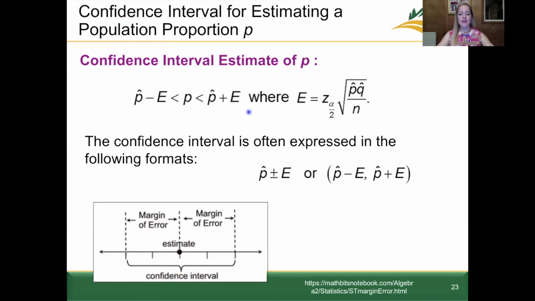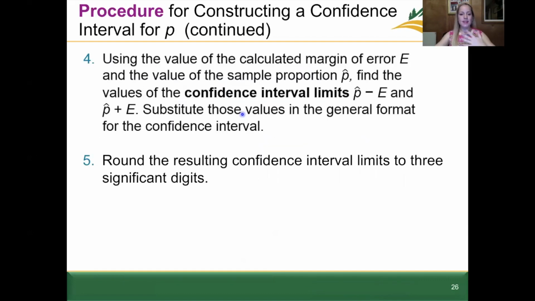Bringing you back to this slide here, this is what's meant by the general format of a confidence interval, where we have our p-value here. We won't put anything in for our p-value, but now we can substitute in our p hat minus E and our p hat plus E values into this way of denoting the confidence interval. Then step number 5, not as significant of a step, but remember to round your resulting confidence interval limits to 3 significant digits. We're going to stop here for 7.1 part 1.